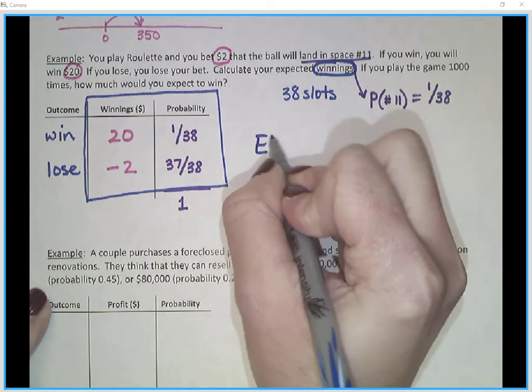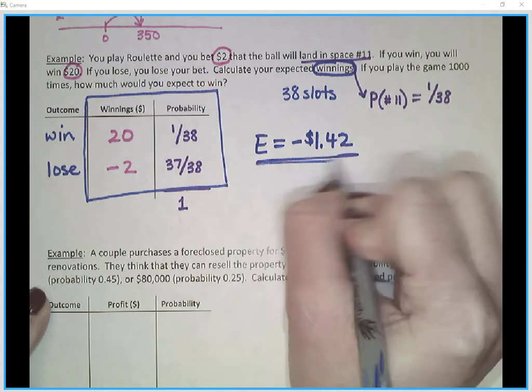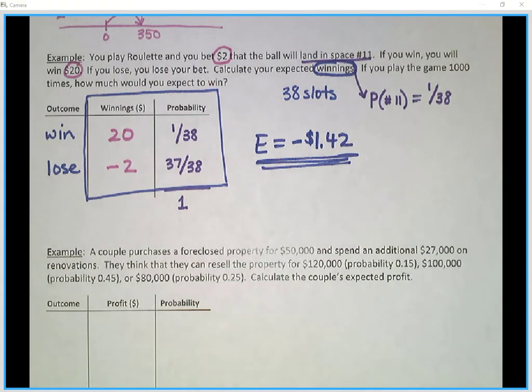So your expected value is that you're going to lose $1.42 every time you make this bet. In the long run, you're going to lose $1.42 on average every time that you play this game.